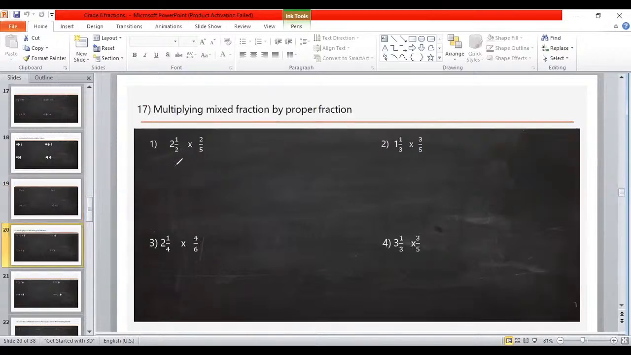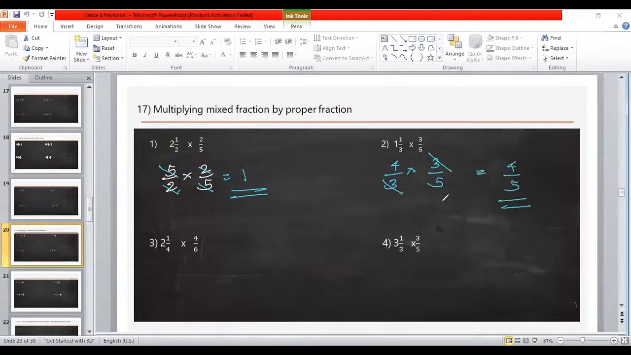2 times 2, 4 and 1, 5 over 2 into 2 over 5. 1. 3 times 1, 3 and 1, 4 over 3 multiplied by 3 over 5. Cancel. 4 over 5 is the answer here.